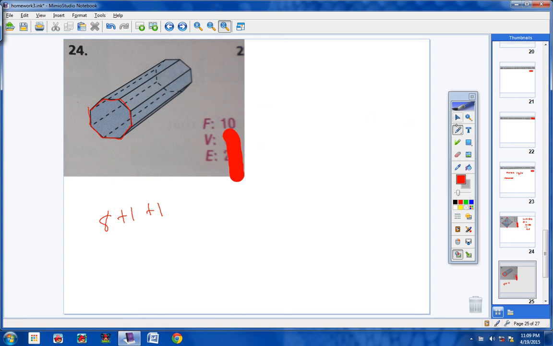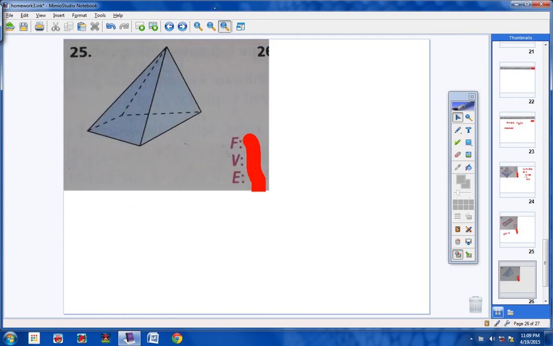Okay, so let's count the vertices now. We have 8. 1, 2, 3, 4, 5, 6, 7, 8. Then 8 over here. 1, 2, 3, 4, 5, 6, 7, 8. So we have a total of 16 vertices. Now, add those 2 together and subtract 2 from it, and you'll get 24, which has to be the edges.